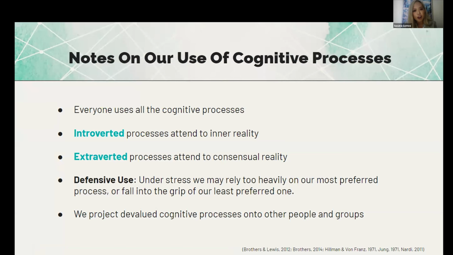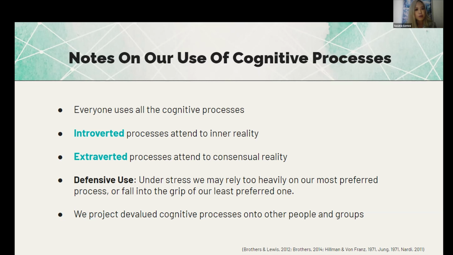First, we each use all the cognitive processes and need all of them. Even so, we tend to have those we prefer and that we use with more familiarity and awareness. Second, I will be referring to introverted and extroverted processes. This simply refers to whether the process attends to the inner world or the outer world. Third, according to Jung's theory, under stress, we may begin to lean disproportionately on our most preferred cognitive process or fall into the grip of ones we usually do not value. In either case, we find ourselves using the process defensively rather than tapping into its full potential.